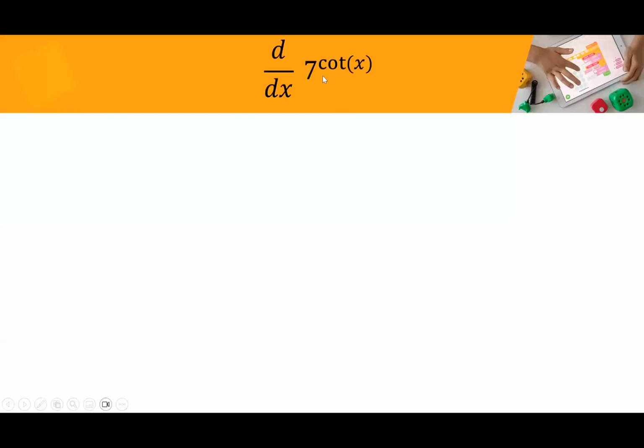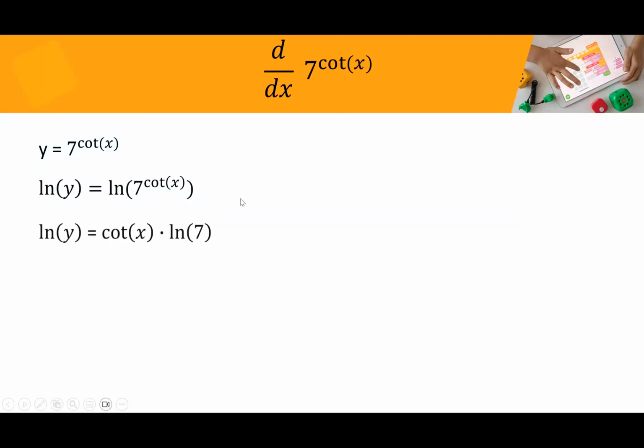So let's start with 7 to the cotan x. Now, you should know, but I'm going to remind you, the derivative of cotan x is negative cosecant squared of x. So we'll start here with y equals 7 to the cotan x. We'll take the natural log of both sides, and we'll use the first law of logs and throw cotan x out into the front. So we end up with natural log of y equals the cotan of x times natural log of 7.